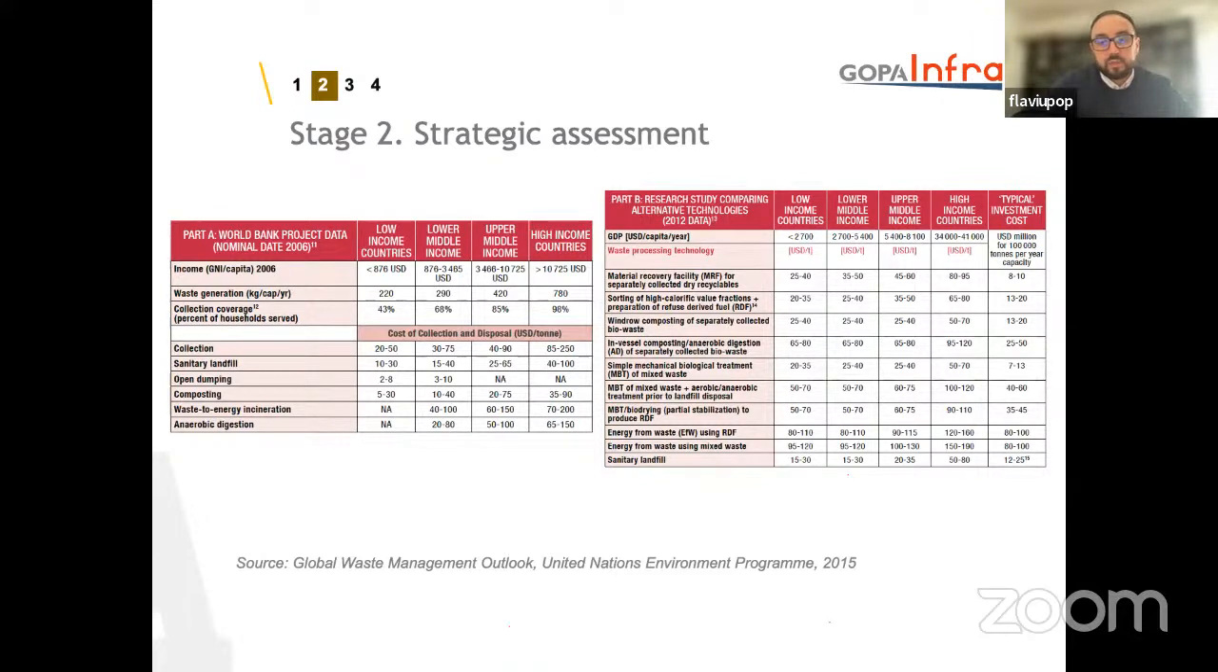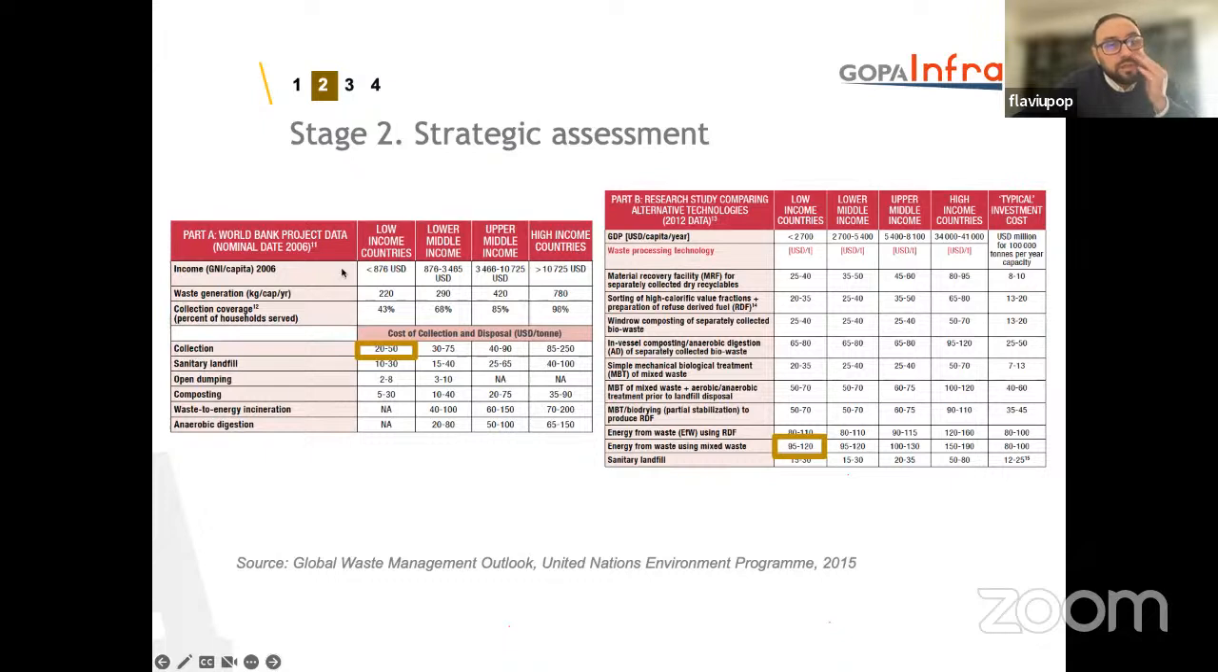So the idea is to use evidence like this data shown here on this slide to screen the long list and exclude the options which have a very low probability of being successful or viable. So we can take an example. We have here operating cost per ton for different stages, different countries, different technologies.